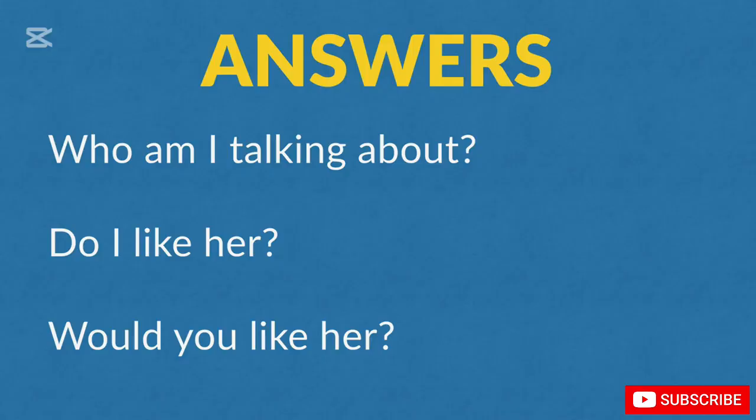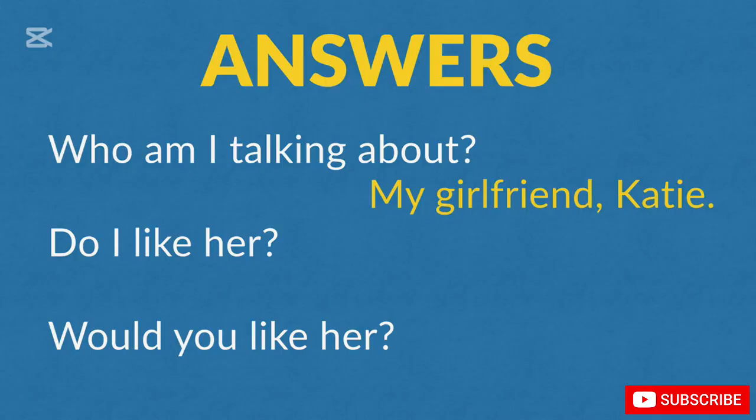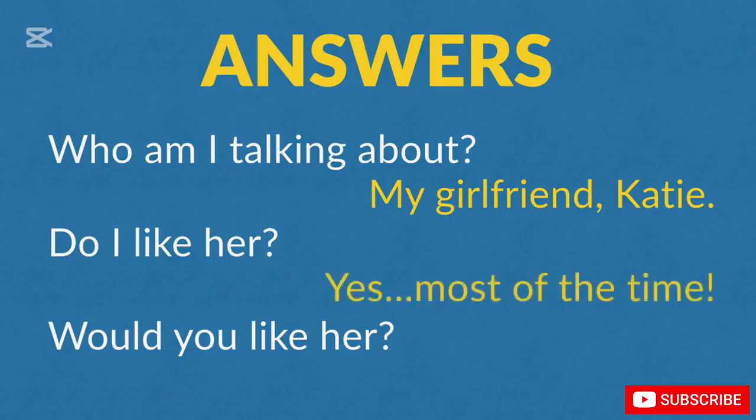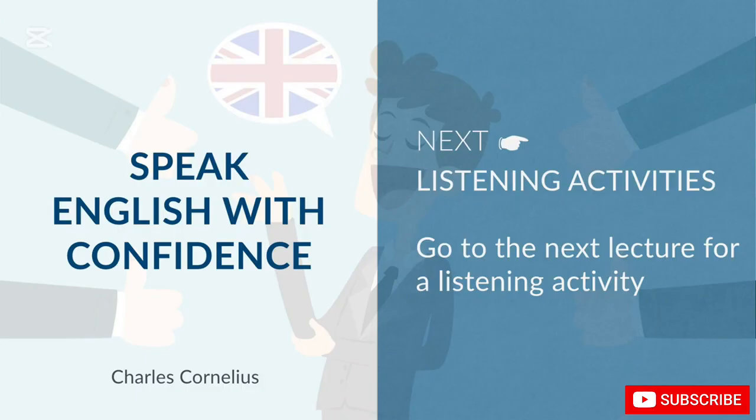So, who was I talking about? It was my girlfriend, Katie. Do I like her? Yes. Well, most of the time. She can be a bit bossy sometimes and disorganized, but most of the time, yes. Would you like her? Well, that's up to you, of course. Maybe. I hope so. In the next part of the course, you can listen to my talk again and complete some listening activities.